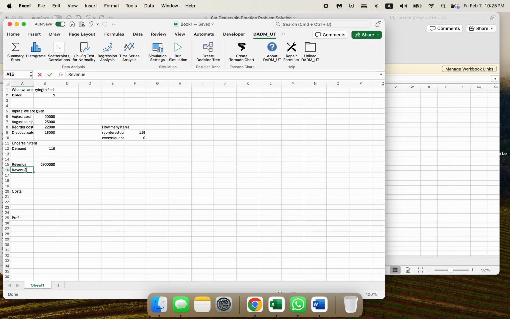For revenue, we could do a disposal revenue too. If the demand, let me put in like 200, let's say. We made money off of the demand, but since we have this excess quantity, we can still sell that. So we take your excess quantity times your disposal sale price. Your total revenue ends up being the sum of these two revenues. Now let's look at the cost breakdown.